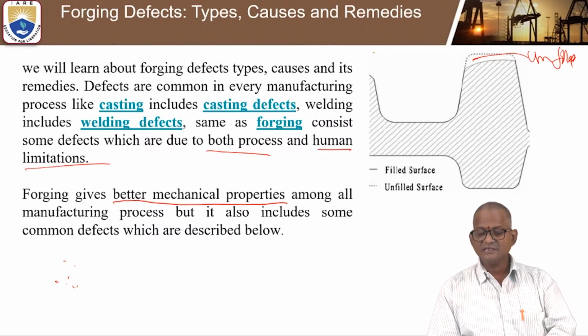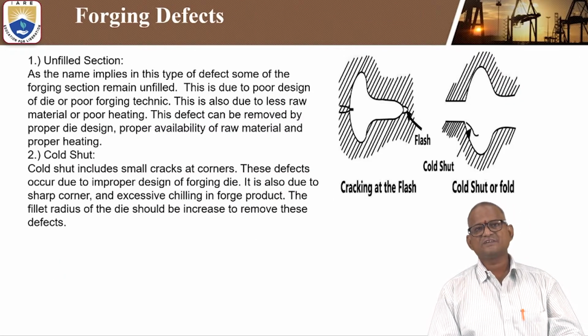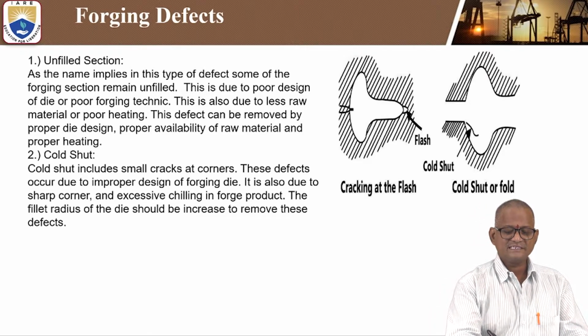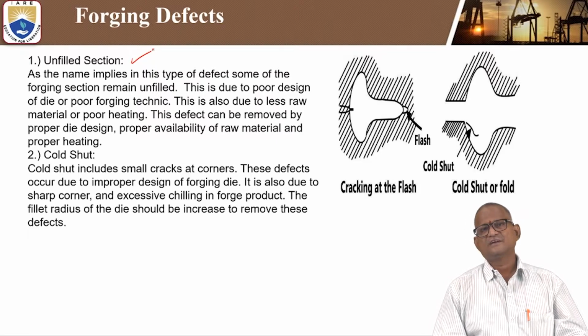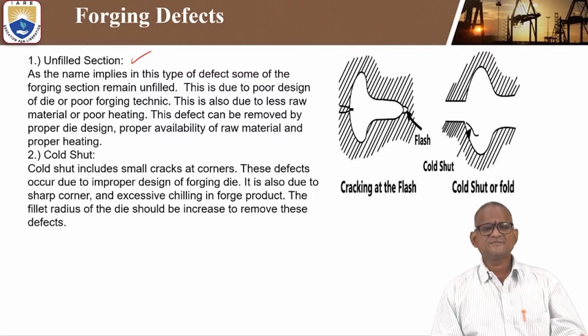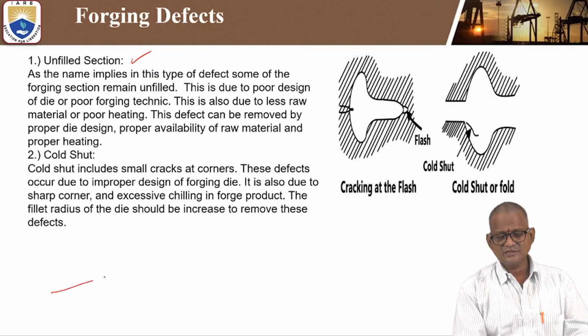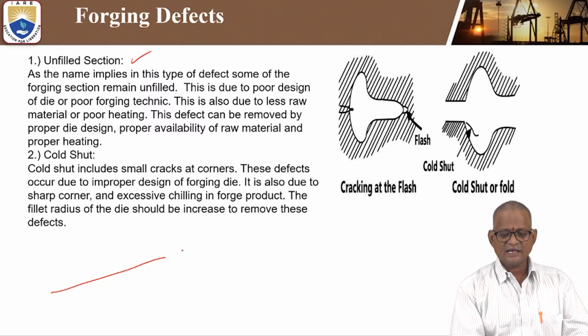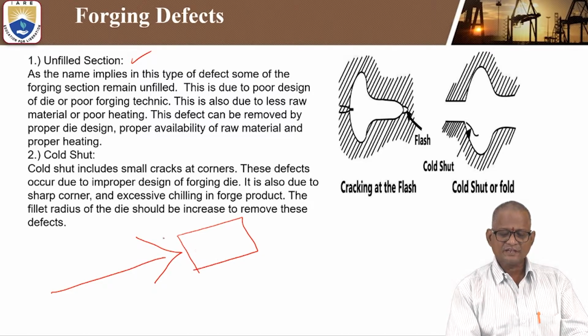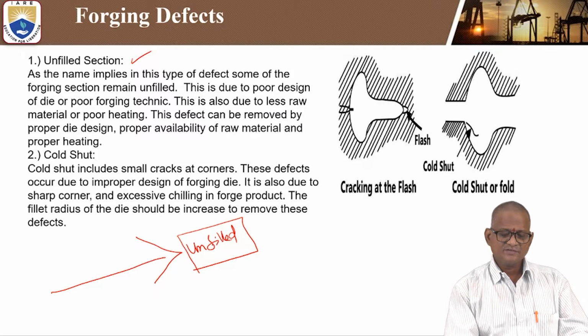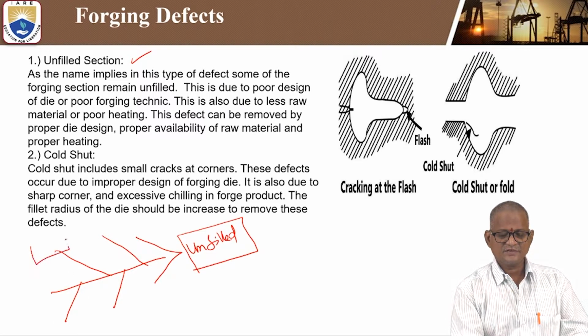Let us see the first defect in forging, which we call unfilled section. Any defect, whether a casting defect, welding defect or forging defect, can be explained in a cause and effect diagram, which you can also call the Ishikawa diagram. That means, what are the causes influencing the effect? For example, unfilled section is the defect which occurs due to causes. What are the causes of this unfilled defect?